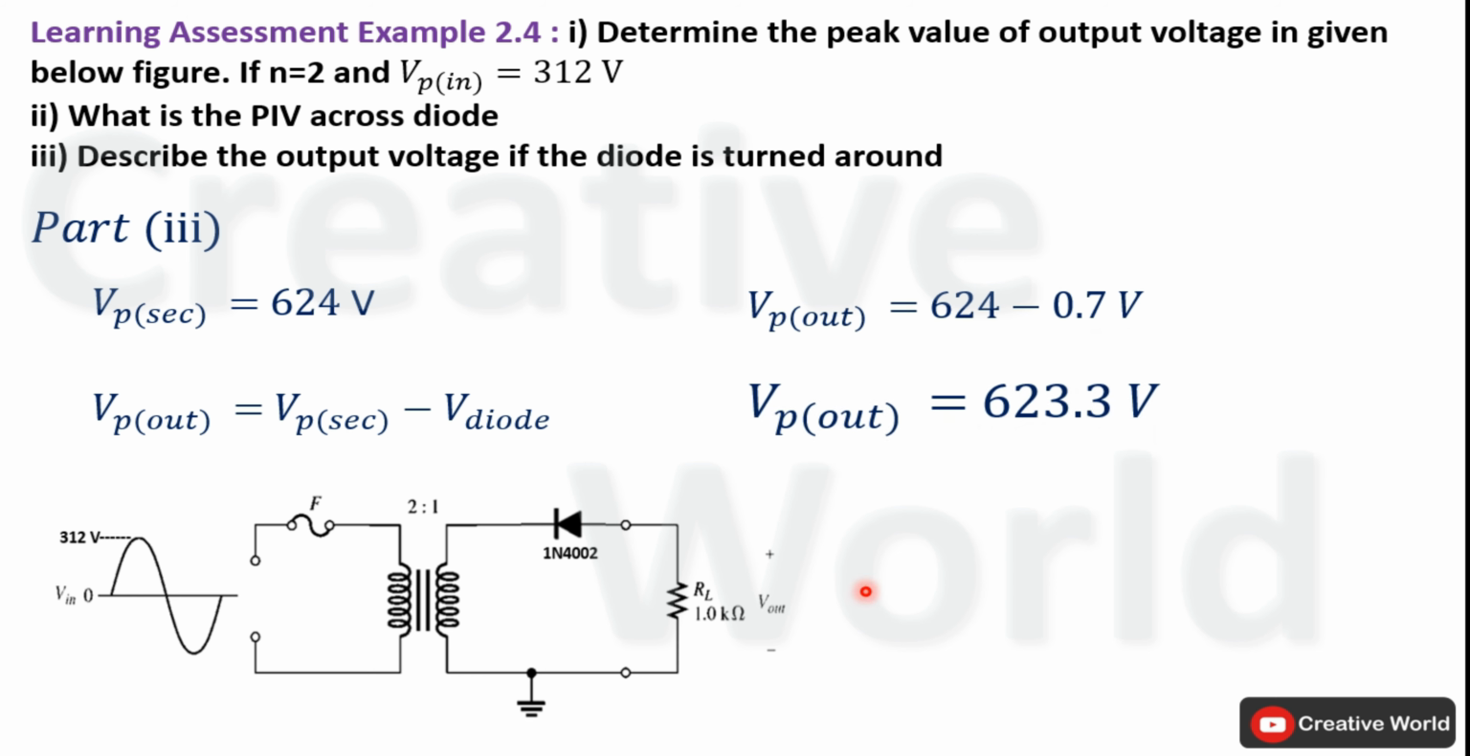Peak output voltage will remain the same in both positions. The only change that we will observe is in the output waveform. Now the diode is conducting the negative half cycle of the AC input and we will be getting negative voltage across this load resistor, as indicated in this waveform.